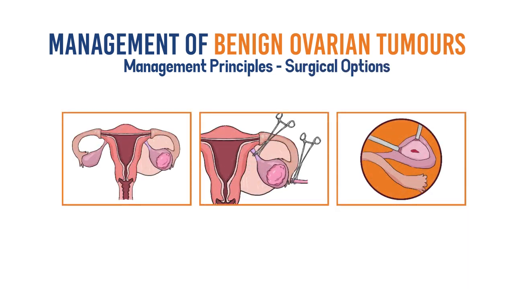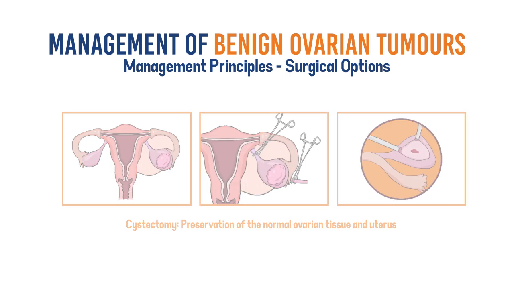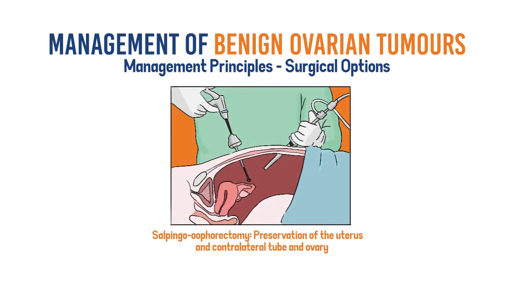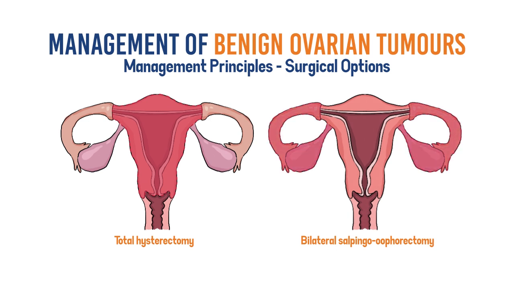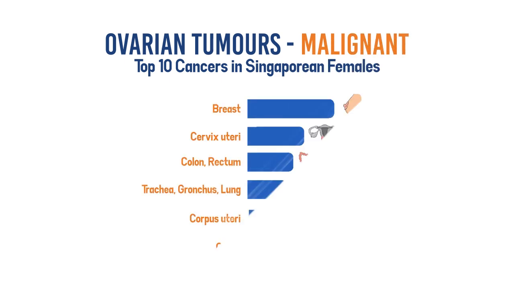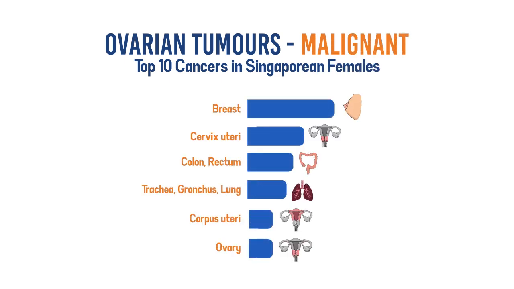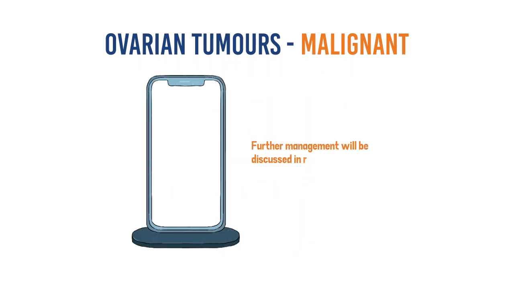Surgical options include cystectomy, which preserves the normal ovarian tissue and uterus, salpingo-oophorectomy, which preserves the uterus, contralateral tube and ovary, or total hysterectomy and bilateral salpingo-oophorectomy, especially in postmenopausal women. Ovarian malignancies form the 5th most frequent cancers in females in Singapore. Further management will be discussed in respective videos.